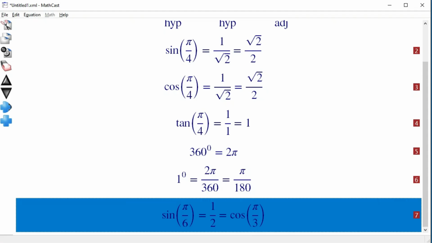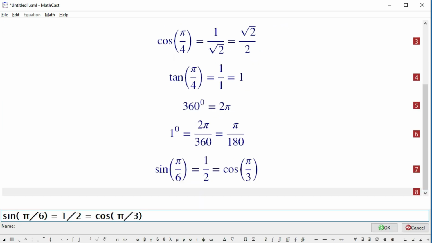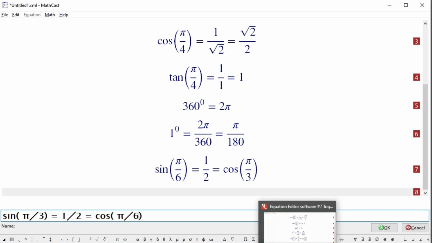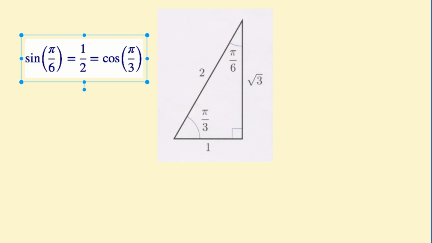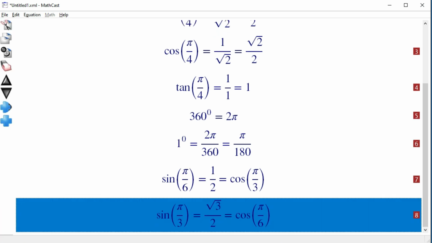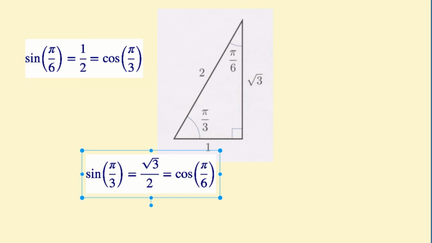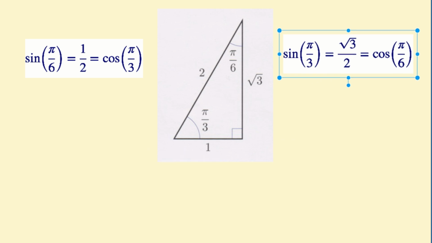So then logically you should also have sine of pi by 3 equals cos of pi by 6. Sine of pi by 3 is opposite over hypotenuse, root 3 over 2. And is that okay? Sine is opposite, root 3 over 2. Cosine of pi by 6 is adjacent over hypotenuse, root 3 over 2.